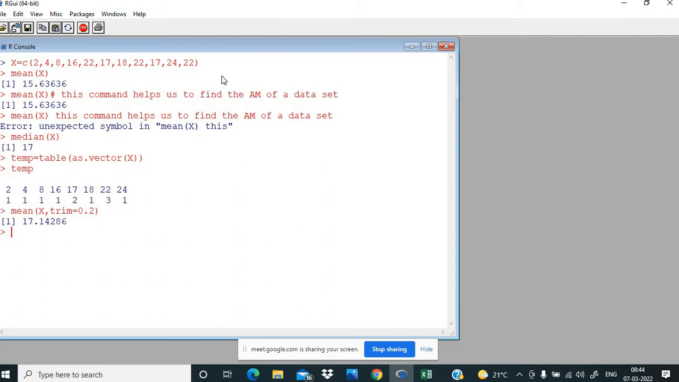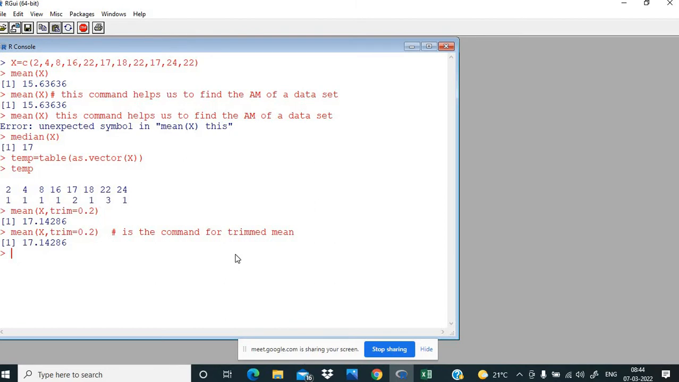Okay. Now let us look at truncated vectors. What are truncated vectors? You may write here that this one is the command for trimmed mean. So you can write this by the side so that it is available.